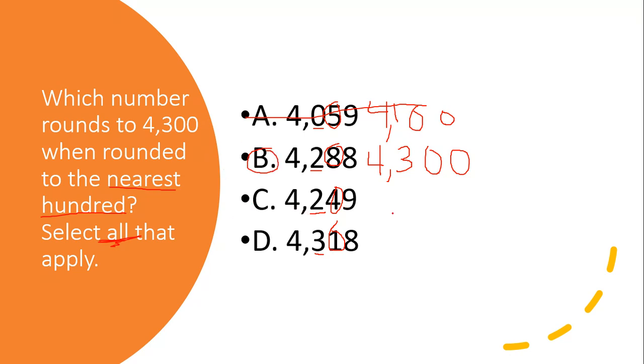Next, 4,249. I look at my circled number, 0 to 4. Yes, this one is 0 to 4. So that means my 2 stays the same. Always the ones that I circle and the ones to the right become zeros. And my digits to the left stay the same. I put my comma in the wrong place, but this number is rounded to 4,200.